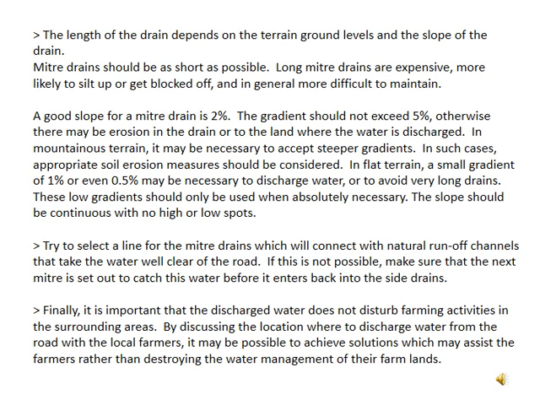So try to select a line for the miter drain which will connect with the natural ground or channels that make the water stay clear of the road. If it is not possible, make sure that the next miter drain is set out to catch the water before it ends back in the side drain. Finally, it is important that the discharge of water does not disrupt the farming activities in the surrounding areas. By discussing the location where to discharge the water from the road with the local farmers, it may be possible to achieve solutions which may assist the farmers rather than destroy the water management of their farmlands.